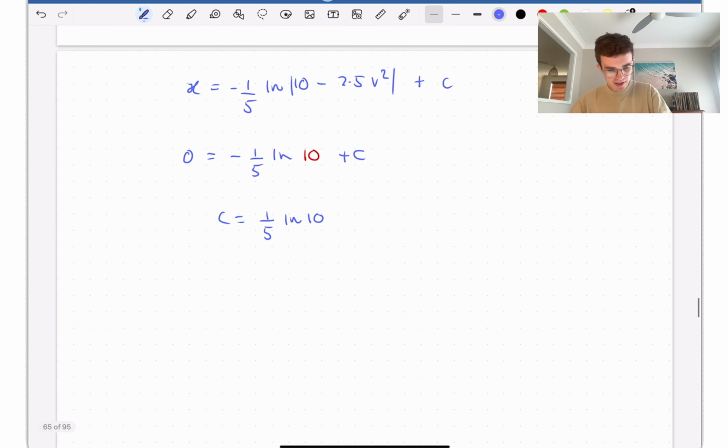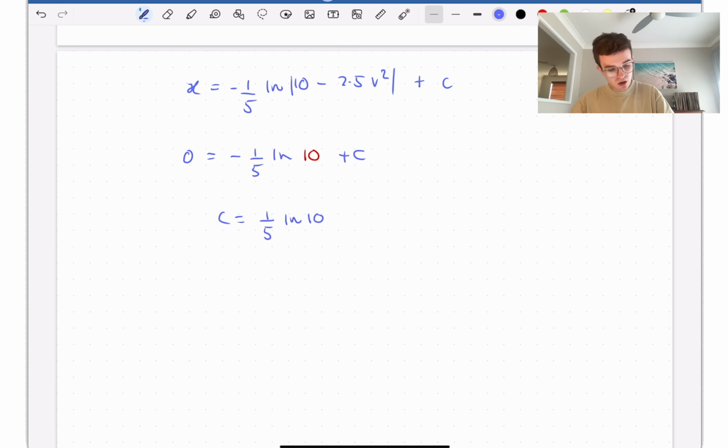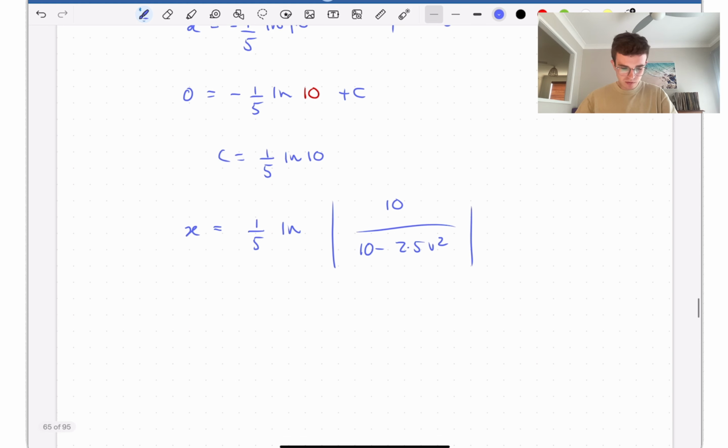So if we combine this, this is going to go first and that's going to go second. And if we use our log laws, we can simply get that this is 1 on 5 ln of 10 over 10 minus 2.5 v squared.